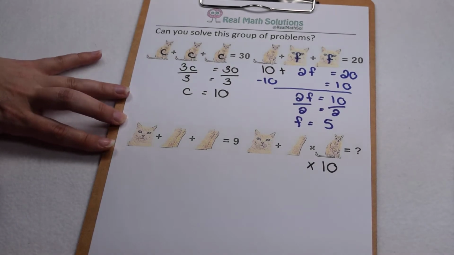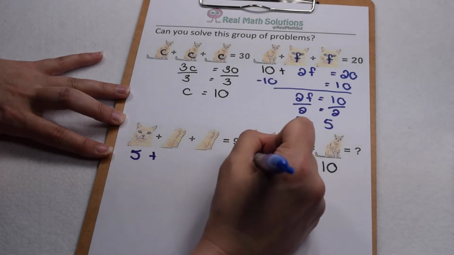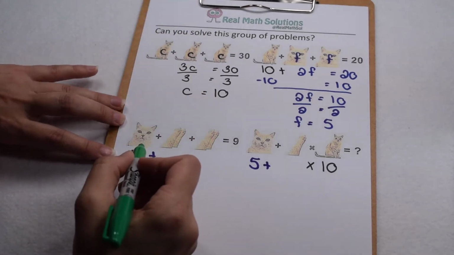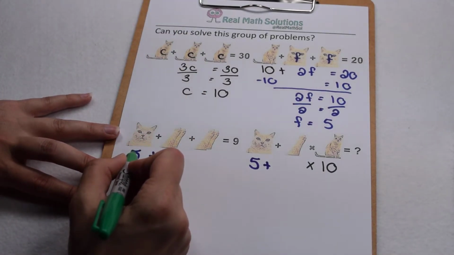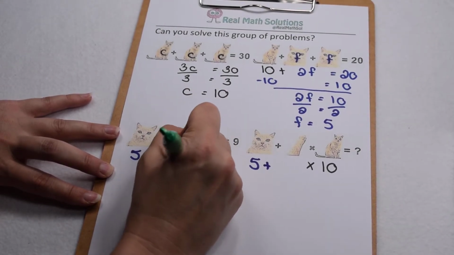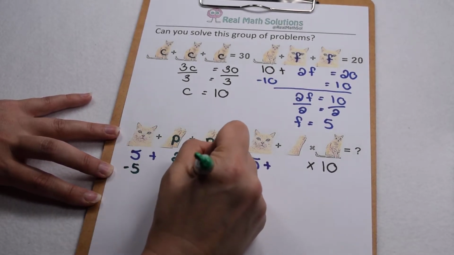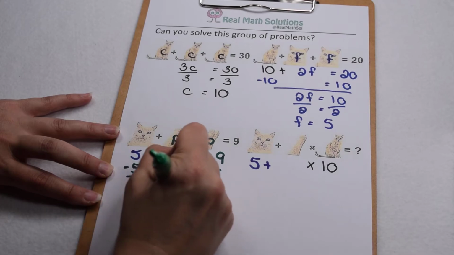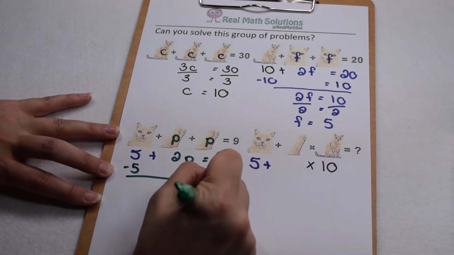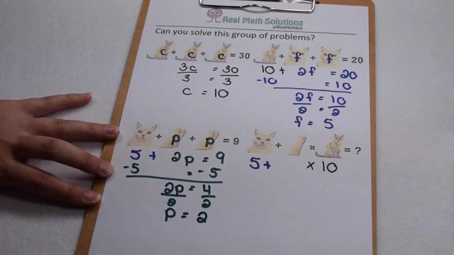So now every place I see a face, I can substitute in a 5. So here, that cat face is worth 5, and here, this cat face is worth 5. So now we can solve this equation. I have 5 plus 2 sets of paws, and I'll use P to stand for the paws, gives us 9. So 5 plus 2P gives us 9. Subtract 5 from both sides. That means my 2 sets of paws are worth 4. Divide by 2, and that means each set of paws is worth 2.